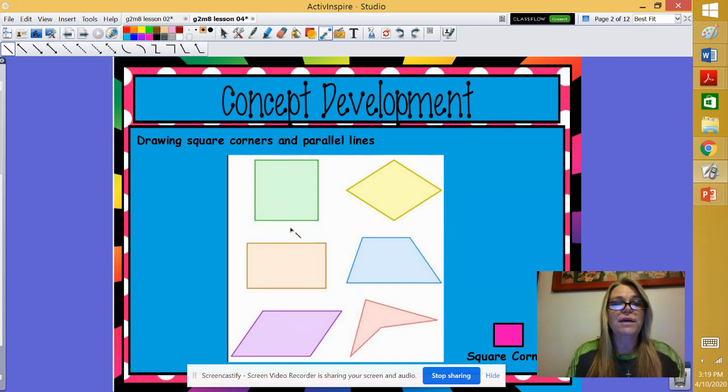Look at this green shape. This side, as well as this side, they are running parallel to each other. This side and this side are running parallel to each other. We can also see the examples of square corners in this shape.